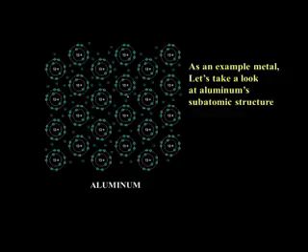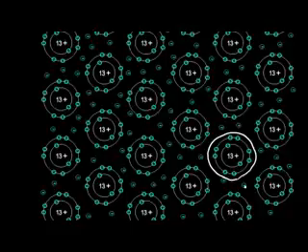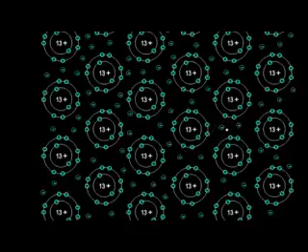So as an example, we'll take a look at aluminum. Looking at the subatomic structure, we can see each aluminum atom has 13 protons but only 10 electrons. It has given up the 3 valence electrons to what is called the electron sea. This is why it's called the electron sea model. The space in between each atom is filled by the valence electrons that have been given up by each metal atom.